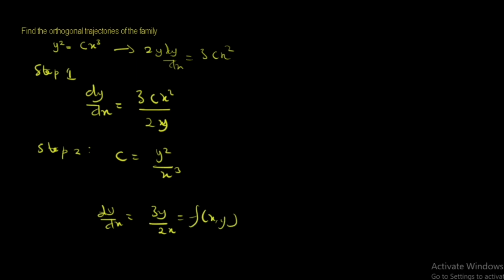Then our step 3. I love step 3 very much. That's replacing the dy over dx with negative 1 over dy over dx. Then when you do the substitution into it, you're going to get that our answer will be dy over dx is equal to negative 2x over 3y. That's very simple. Then we move on to step 4.